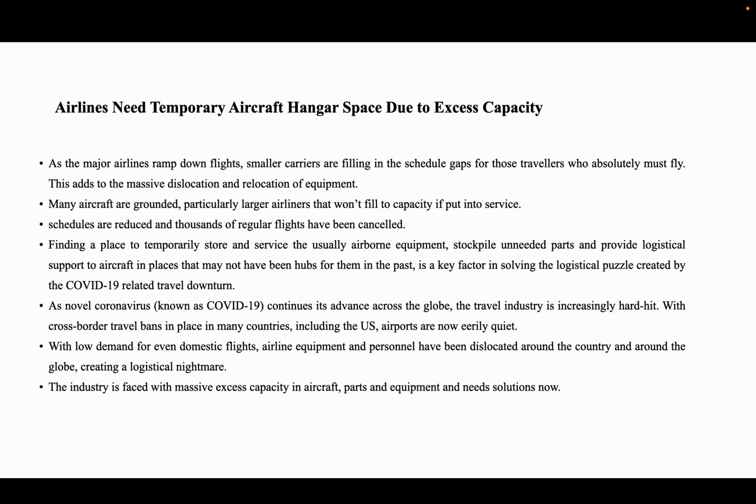And as the novel coronavirus continues its advances across the globe, the travel industry is increasingly hard hit. With cross border travel bans in many countries, including the US, airports are now eerily quiet. And with low demand for even domestic flights, airline equipments and personnel have been dislocated around the country and around the globe, creating a logistical nightmare. And this industry is faced with massive excess capacity in aircraft parts and equipments and needs solutions now.